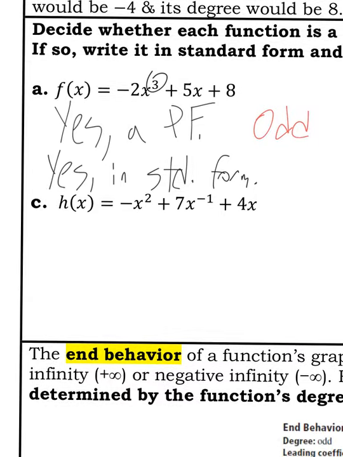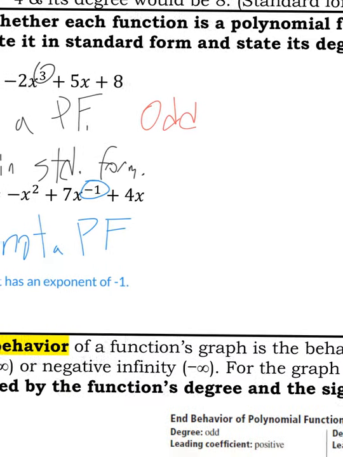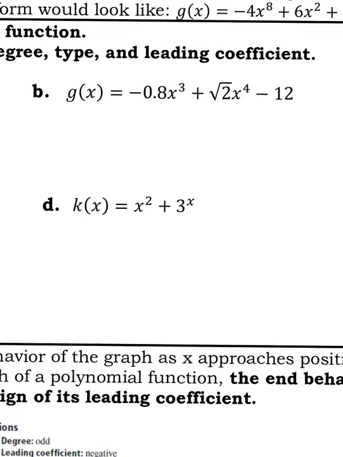All right, let's just look at C. Right here I have the power of negative 1. So that means no, it's not a polynomial function because of the power of negative 1. There, so I typed it because I got tired of writing. So no, not a polynomial function because it has an exponent of negative 1. All right, so that's all we need to say if it's a no.